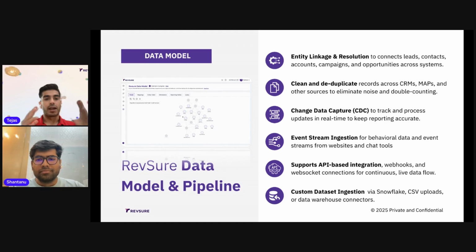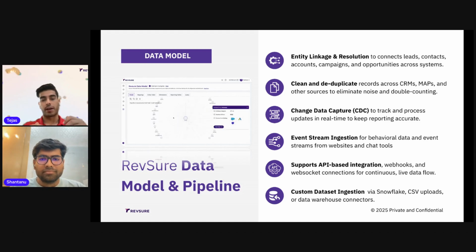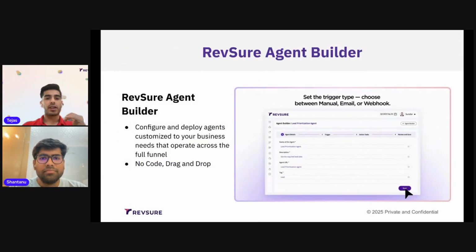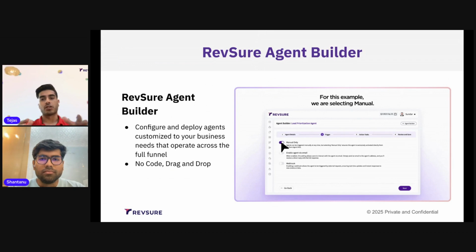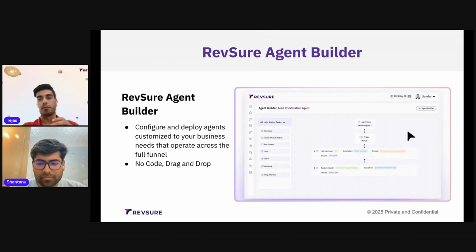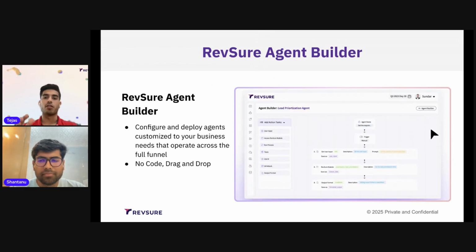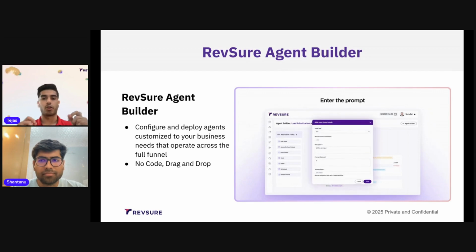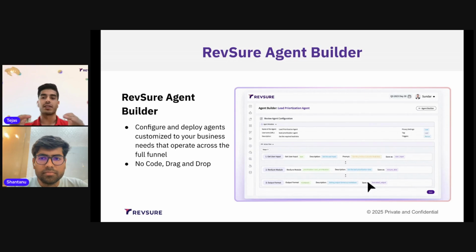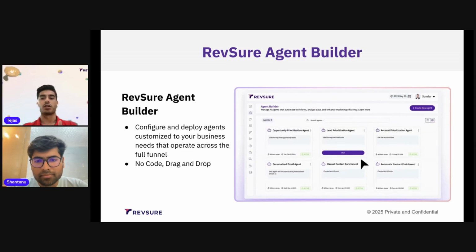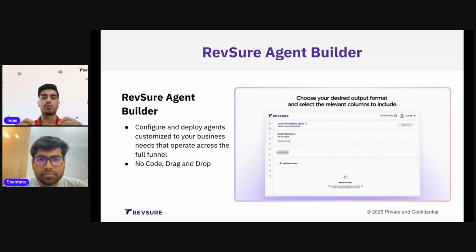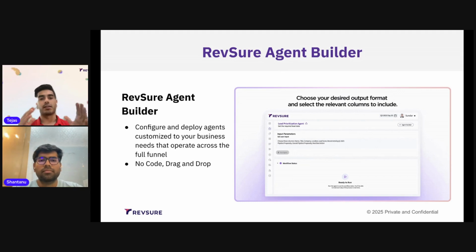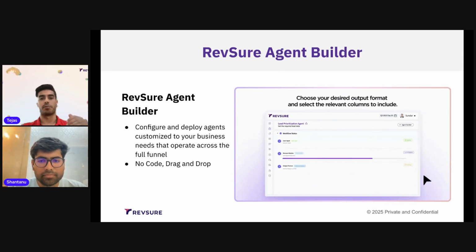Now that you all have a good understanding of RevSure and our entire architecture behind the product, let's get into the RevSure Agent Builder itself. Now, the RevSure Agent Builder is basically the foundation of our agentic AI. You can build and deploy your own team of agents operating across the full funnel in a simple no-code drag and drop format. And all of this can be managed directly by RevOps, marketing and sales leaders. There's no engineering support required, and it is designed to give GTM teams full control and execute actions autonomously and on repeat.